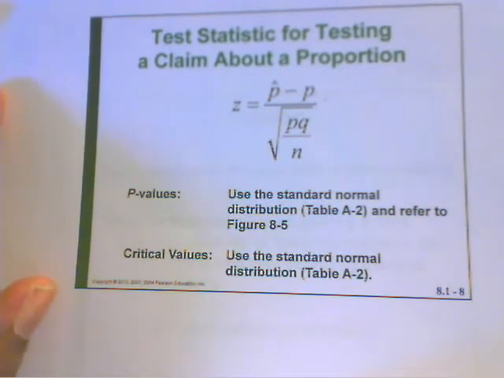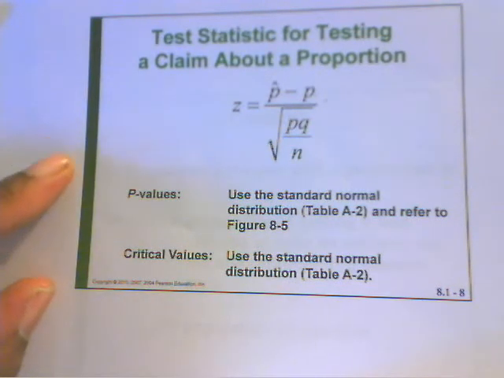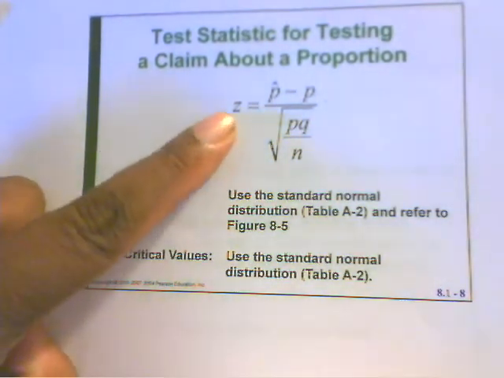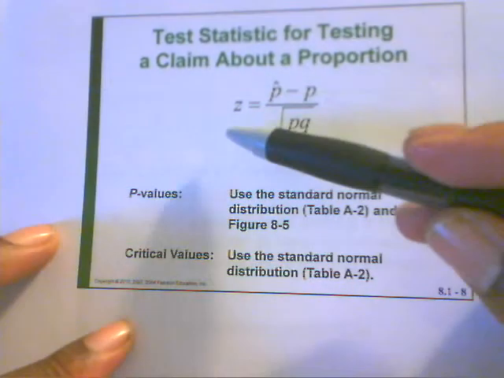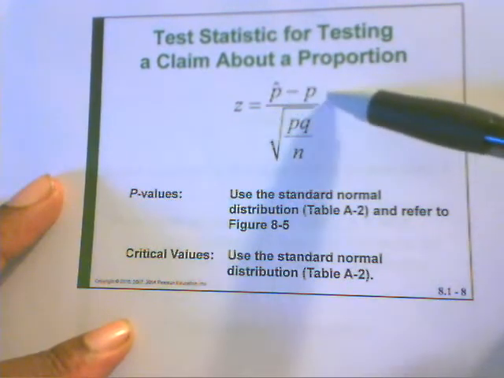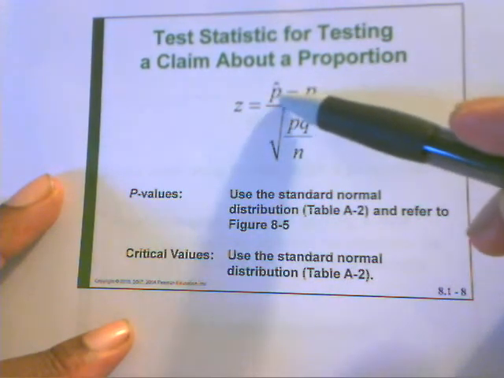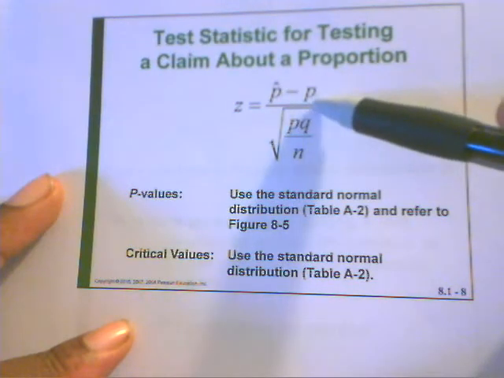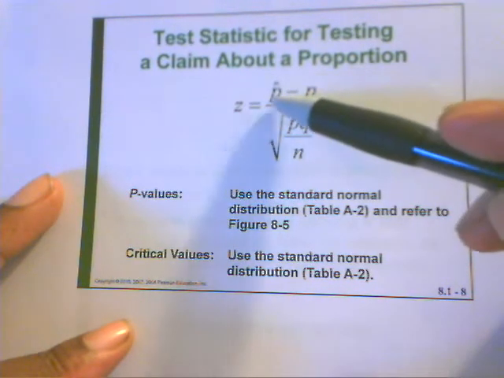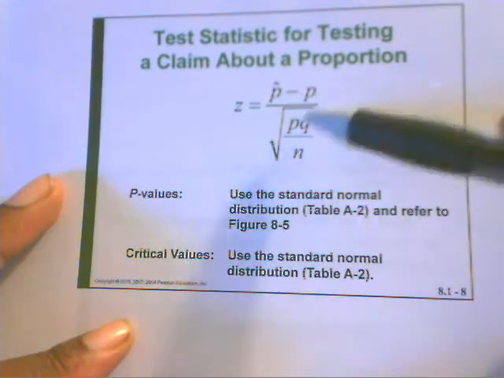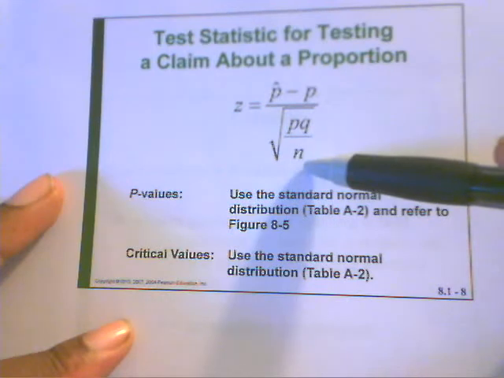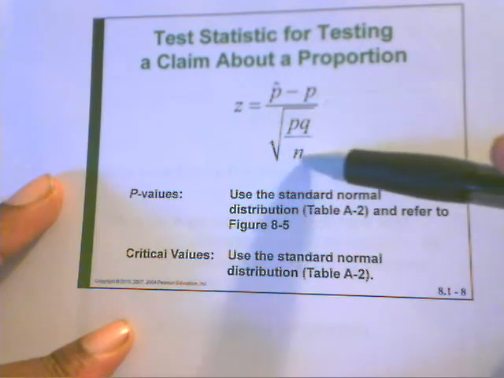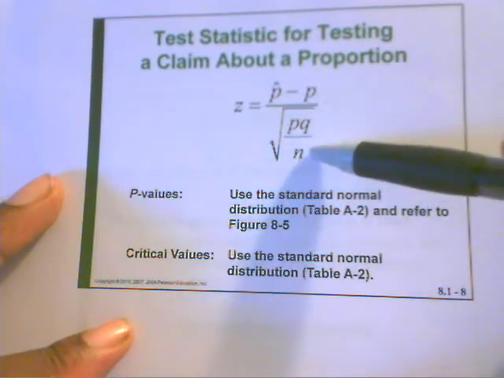And this is the test statistic for testing a claim about a population proportion. And in this case here, we use a z-test when we're dealing with a population proportion. So z in this case is going to be equal to p hat minus p. P hat is the sample proportion, and p is the population proportion. So it's going to be p hat minus p, that's divided by the square root of p times q, all divided by n. Okay, and that p times q divided by n is underneath the radical.